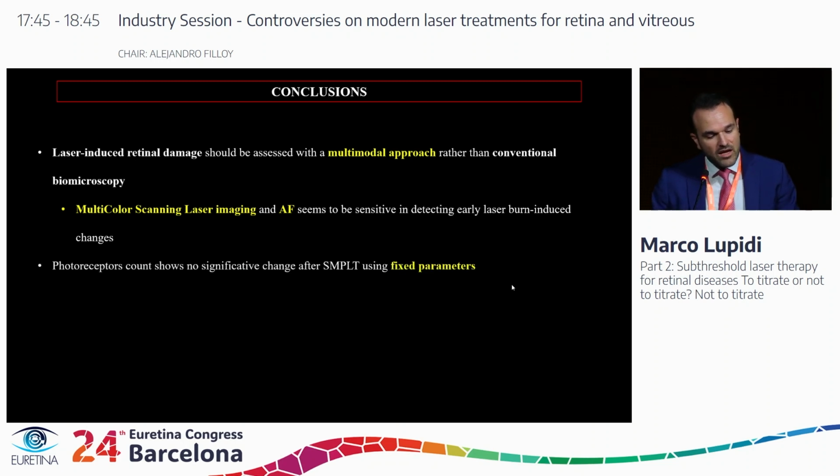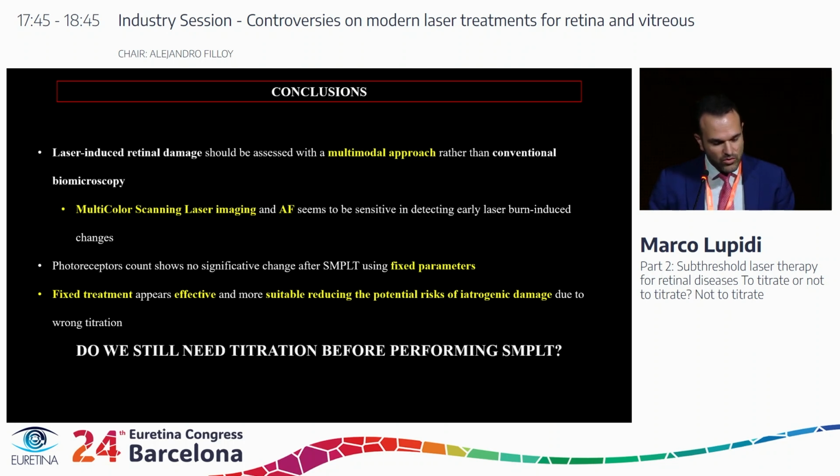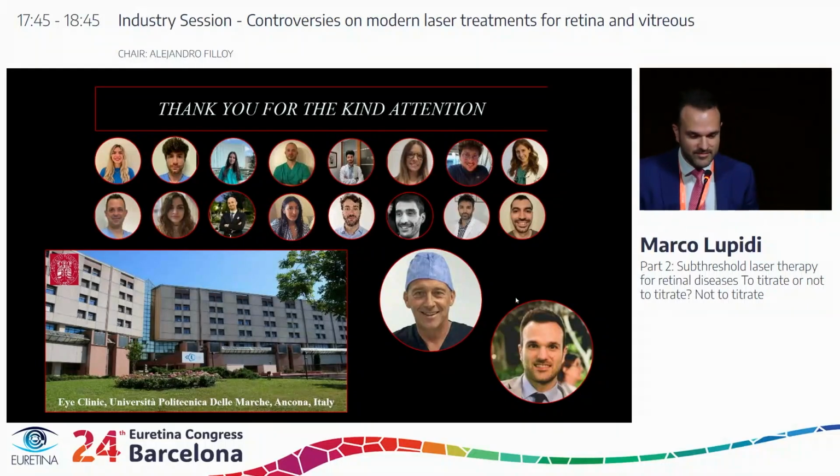The photoreceptor counts show no significant change when we use fixed parameters, so it means that we spare the photoreceptor integrity and also their alignment. And finally, the fixed treatment appears effective and more suitable in reducing the potential risk of iatrogenic damage due to wrong titration. And so, do we still need the titration before performing SMOP? Absolutely not. Thank you very much for the kind attention.